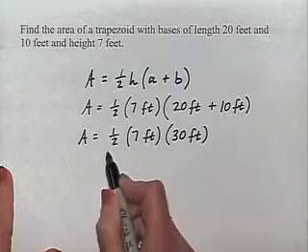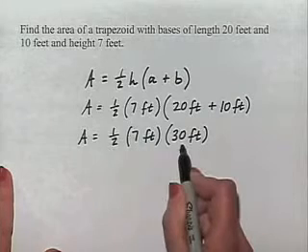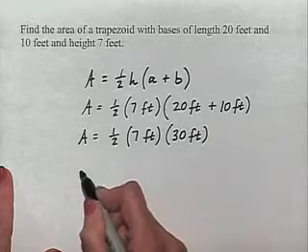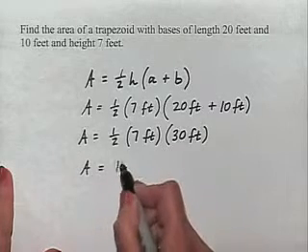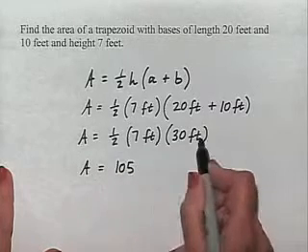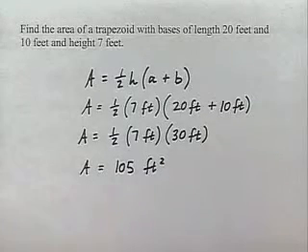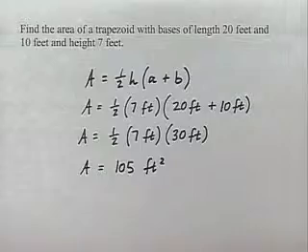Then we're going to take 1/2 times 7 times 30. That would be 1/2 times 210, so that's going to equal 105. And then our units multiplied together gives us square feet. So the area of this trapezoid is 105 square feet.